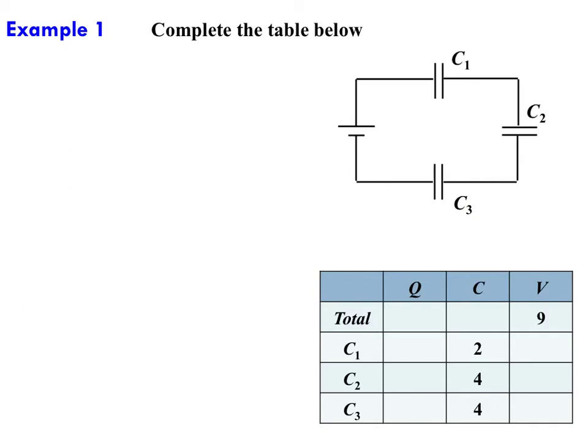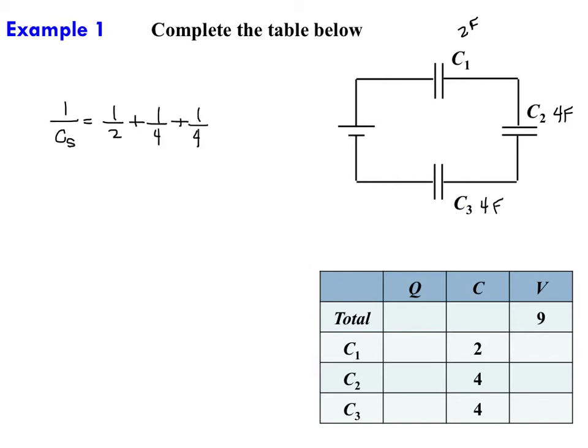Here we have 3 capacitors that are in series. So to find the equivalent capacitance, we are simply going to add the inverses. So the first one is 2 farads, 4 farads, and 4 farads here. So to find the equivalent capacitance for capacitors that are in series, we do 1 over 2 plus 1 over 4 plus 1 over 4.